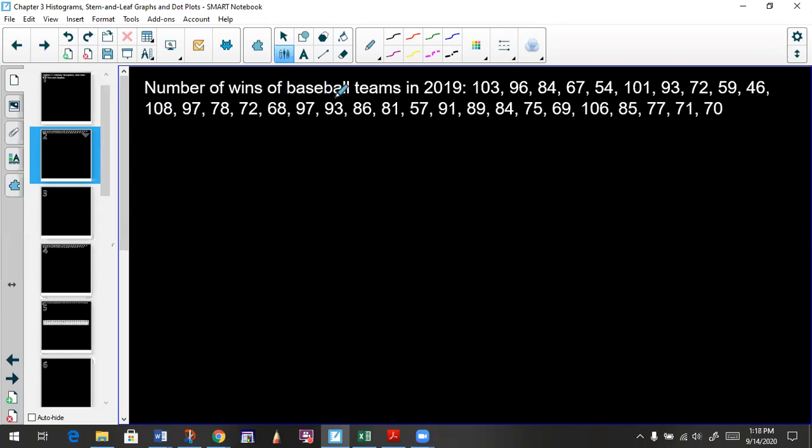Here's the number of wins of baseball teams from 2019. I tweaked a couple of the numbers, literally just two of them, so that things turned out the way that I'm looking for, so you guys can see when certain things happen.